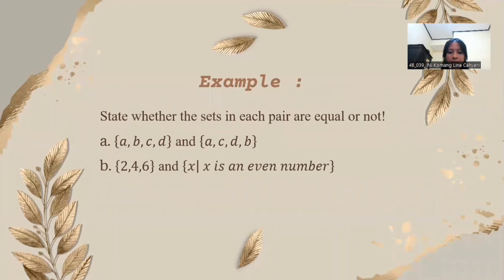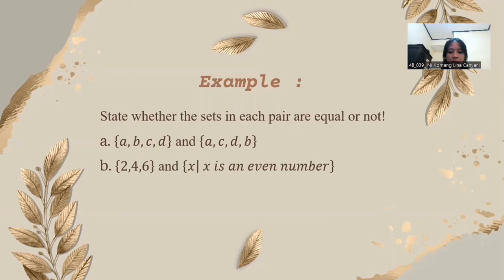The number 2 is in the first set, and it is an even number, so it is in the second set. The number 4 is in the first set. Is it in the second set? Yes, because it is also an even number. The element 6 is in the first set and it is an even number, so it is also in the second set. So all of the elements of the first set {2, 4, 6} are in the set of all x such that x is an even number.